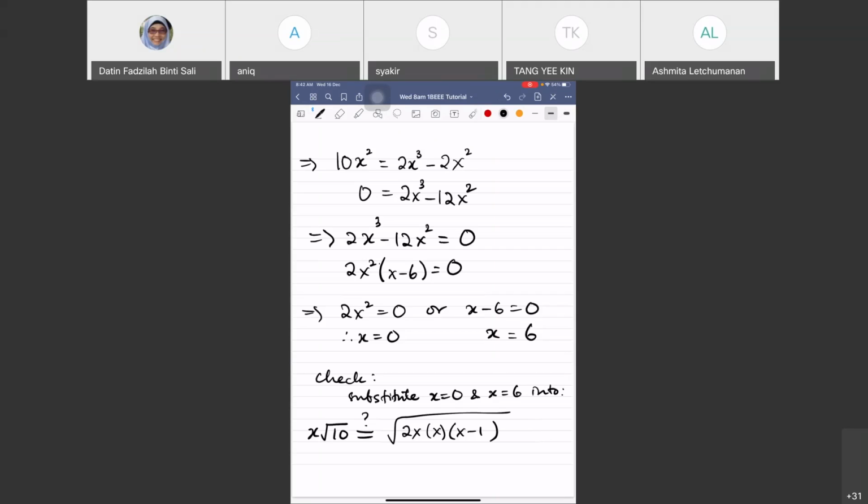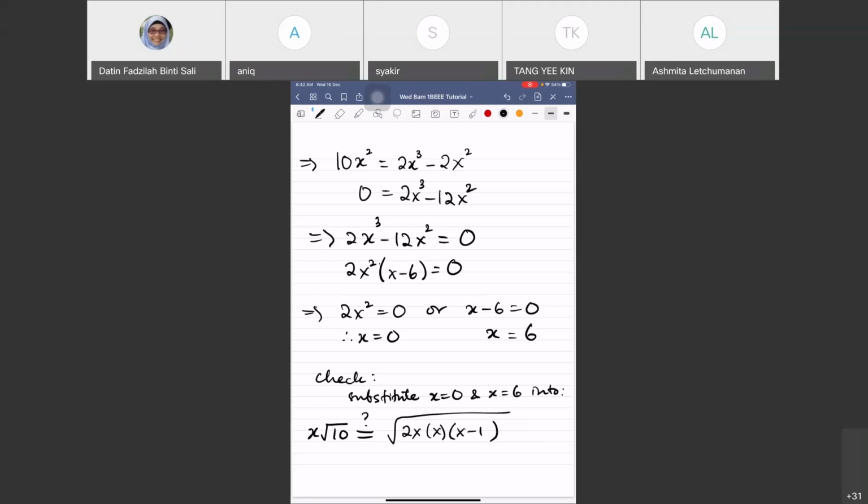Are both solutions? Okay, from the chat, 6. Yes, the solution is only one, isn't it? Which is 6. Okay, I hope you have already computed the 6.